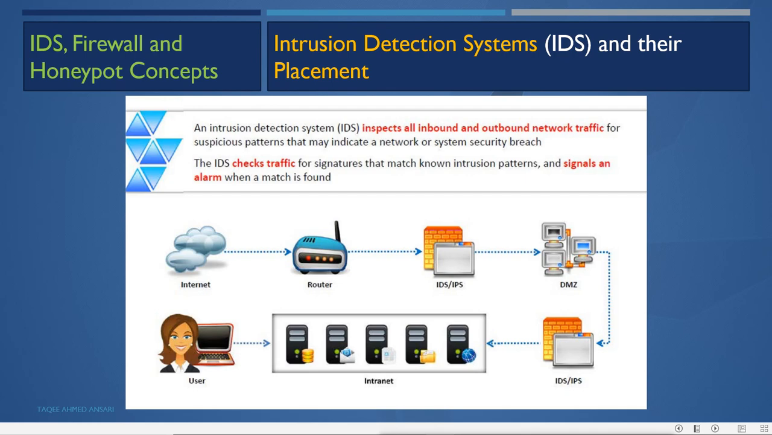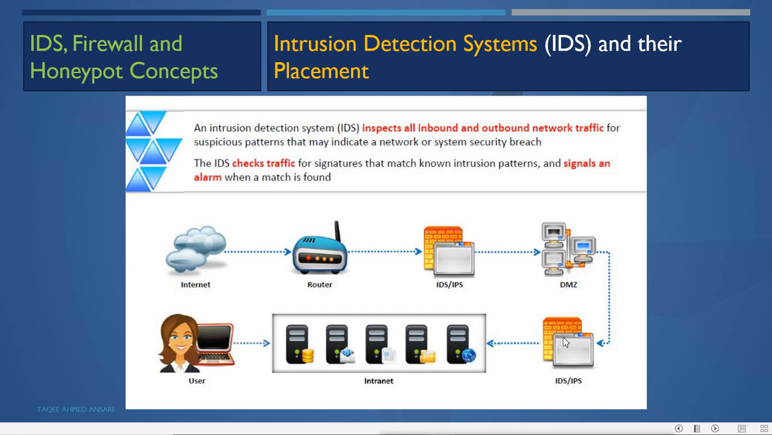Now where is it going to be placed? It is going to be placed with the firewall. This is the internet, and after the internet we have a router which connects our network to the internet, and then we will have a firewall, and with the firewall we can have both IDS and IPS. IDS is intrusion detection system, and IPS is intrusion prevention system. Both will be there with the firewall. Then we get the DMZ zone.